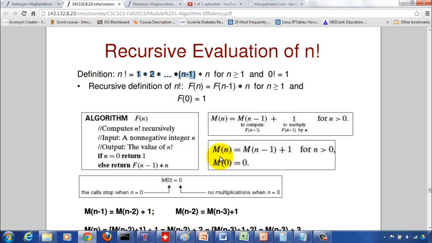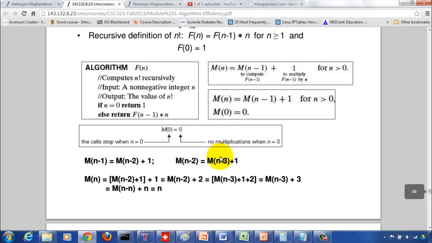Then we can simply solve like this. M of n minus 1 is M of n minus 2 plus 1. So M of n is M of n minus 2 plus 1 plus 1, so that's M of n minus 2 plus 2. Similarly, M of n minus 2 is M of n minus 3 plus 1, and if you substitute, it is M of n minus 3 plus 3. You can keep on doing that until, if you put n minus n here, you get M of 0, which is 0, plus n, so it's going to be theta of n.